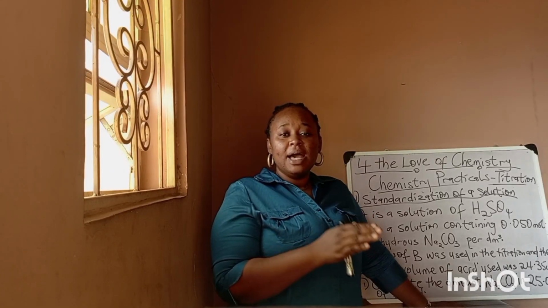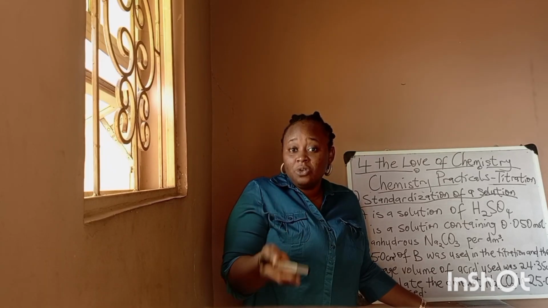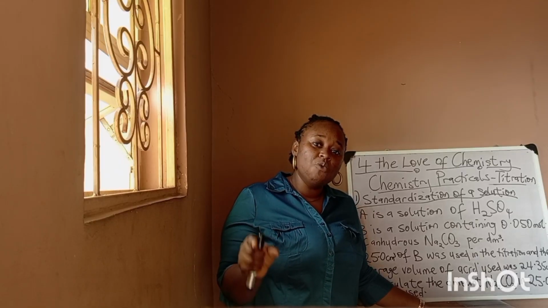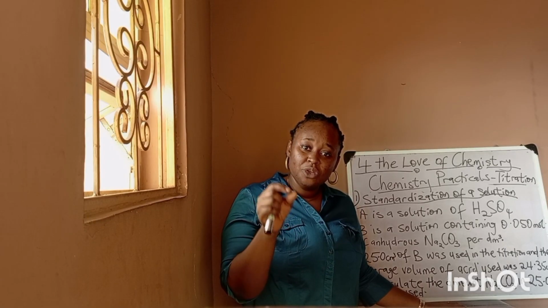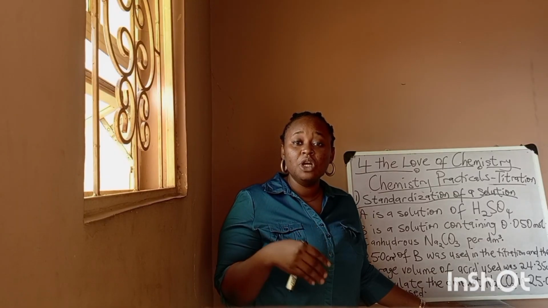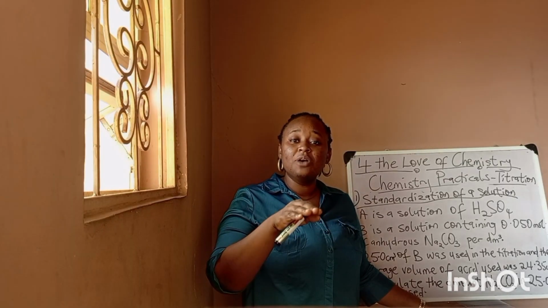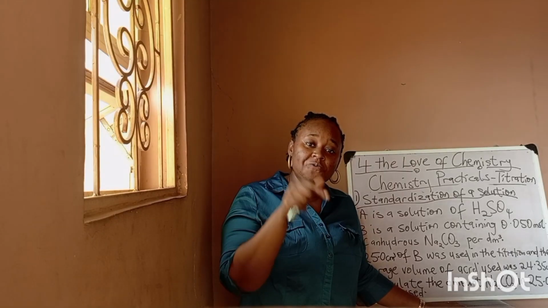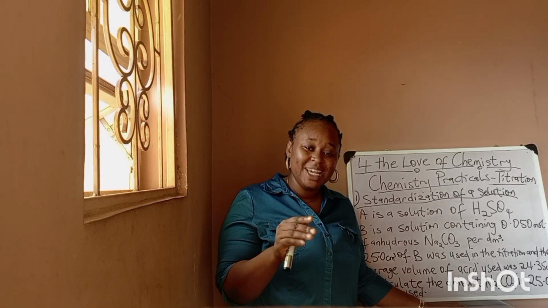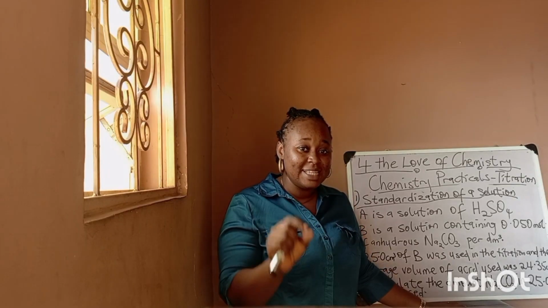So let's say A is a solution of unknown concentration. That is, we don't know the concentration, while B is a solution with a known concentration. When we titrate A with B using an indicator, at the end of the reaction, through our calculations, we'll be able to use the volume of the acid used to calculate the concentration of the unknown solution. So one of the uses of titration is what? Standardization of a solution. So we are looking at that right now.